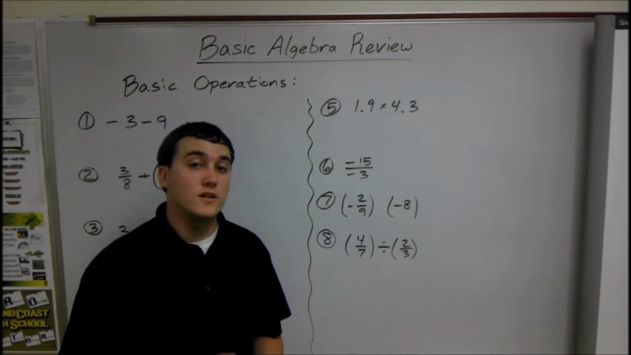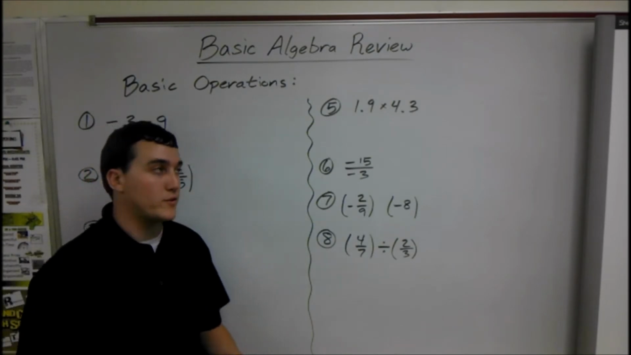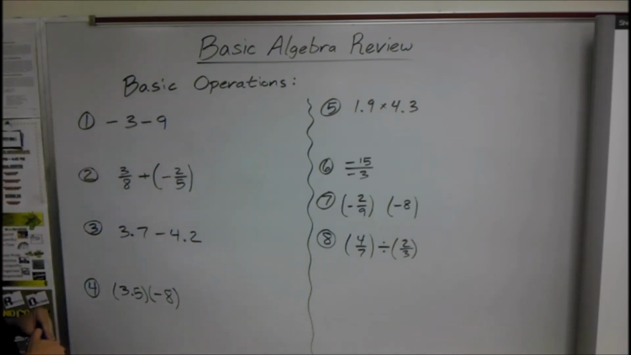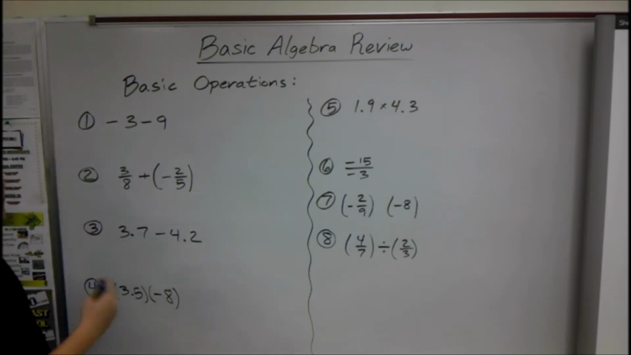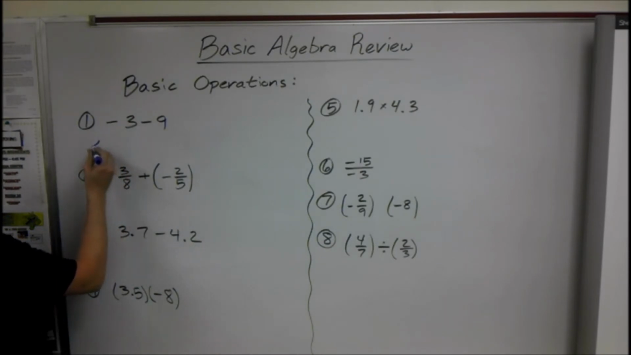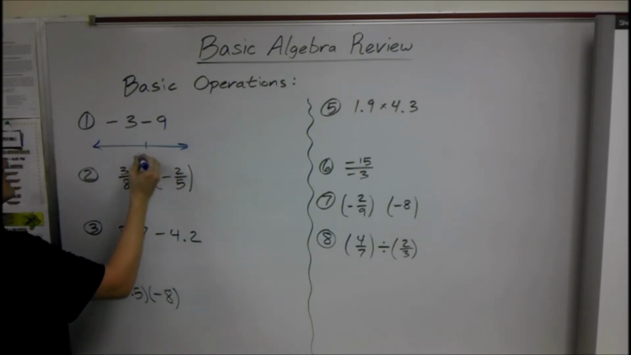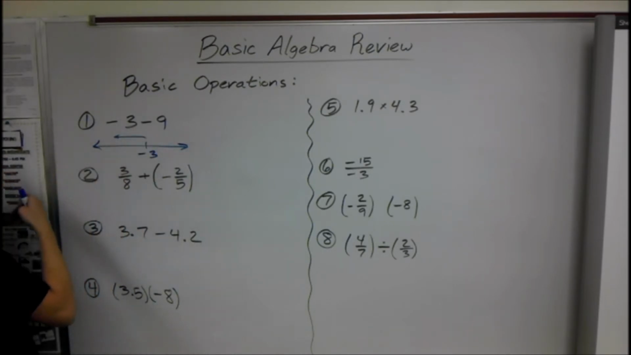Alright, next I'll be talking about basic operations, which is just adding, subtracting, multiplying, and dividing regular numbers. So first, say we have something like -3 minus 9. Now if you really struggle with these, it's best to just draw a number line to see what you're doing. And put one of the numbers on it, -3, and you're minusing 9. So you're going further negative, right?